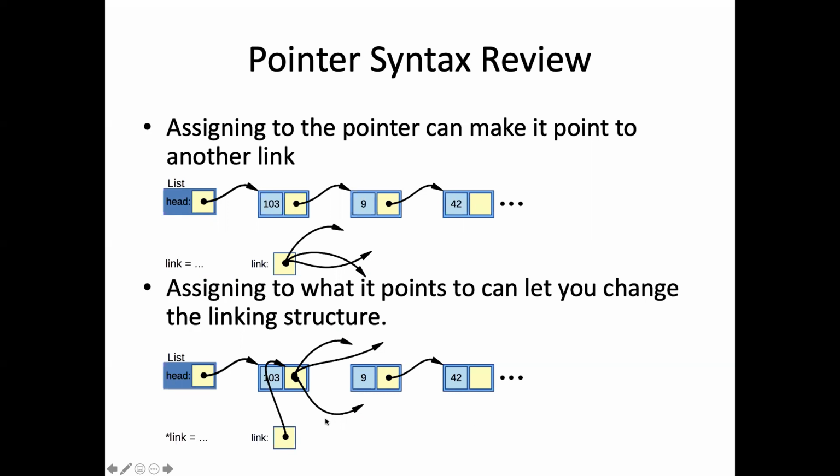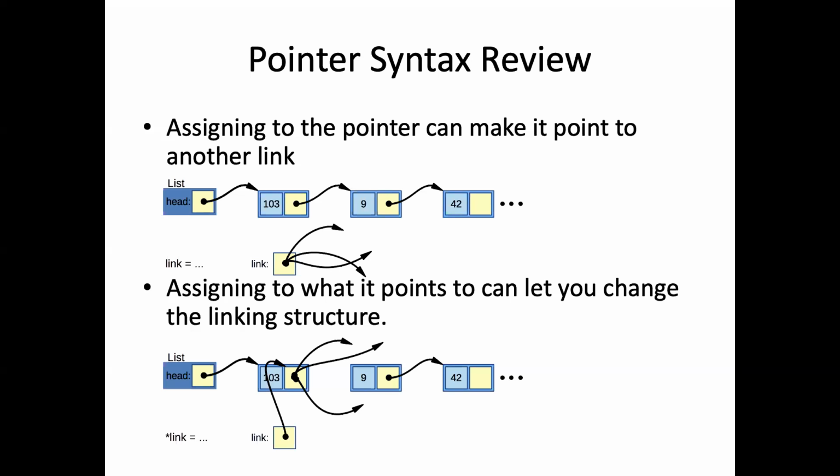By dereferencing link and assigning to it, you can change the linking structure of this list. You can make that next pointer it points to point somewhere else. And this would be a handy way of removing that node with a 9 in it, or adding another node in front of it if you wanted. Or you could even add another node after it, although that wouldn't have been hard to do with what we started with, the pointer straight to that node.